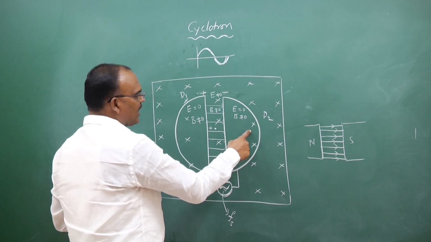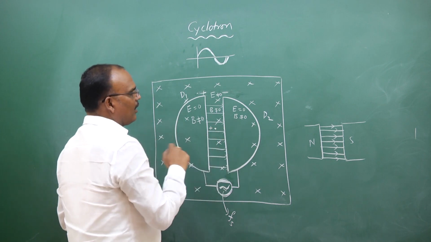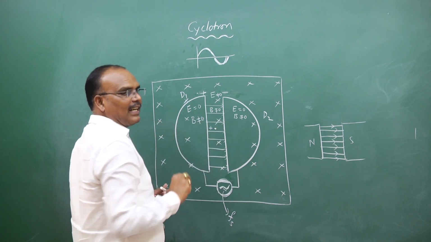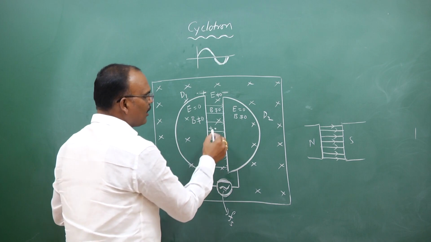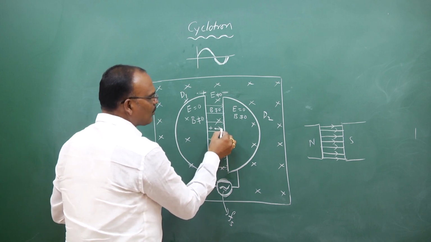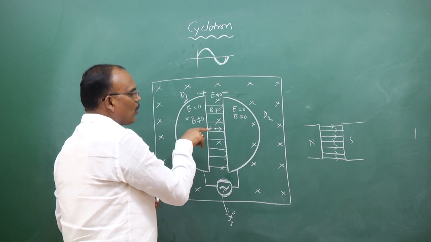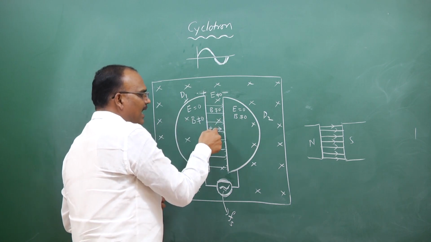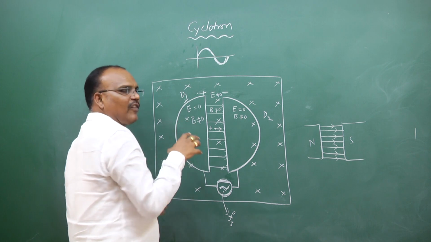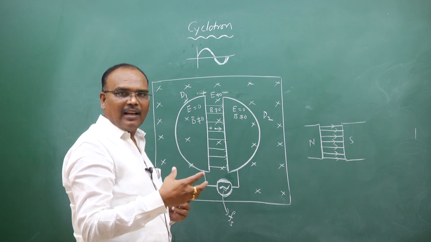So initially there is no magnetic force on this. Only electric force will act. Electric force will act in the direction of electric field. So this charged particle starts moving in this direction. When it is moving, magnetic field will be generated. That magnetic field, applied magnetic field, will interact.